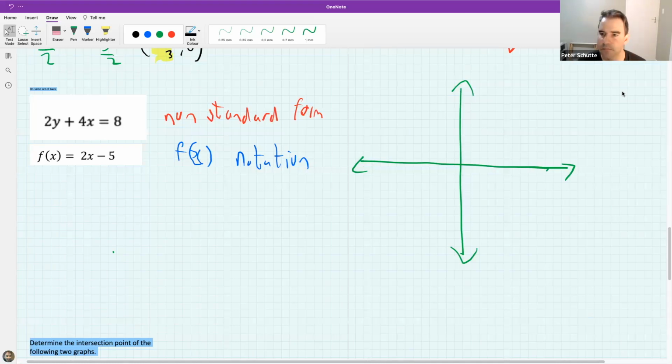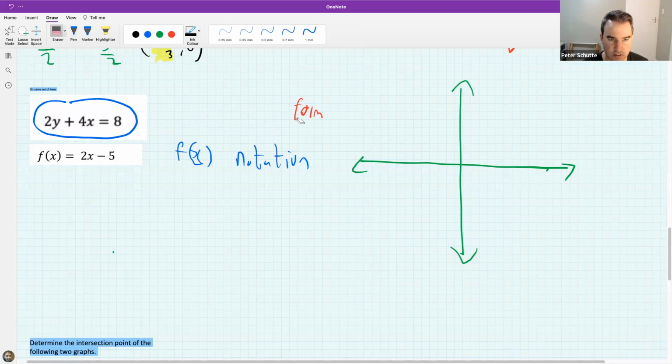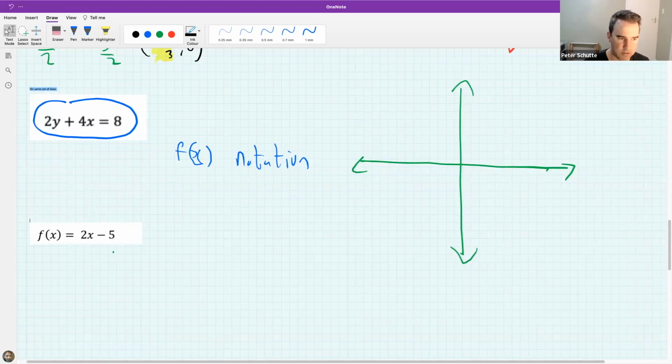So for those of you who didn't change this into standard form, you can if you want, but you don't have to. Your method will still work, regardless of whether you change it or not. So for those who did, you'll see we get the same answer.